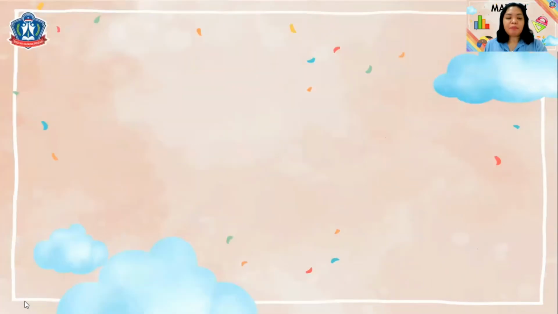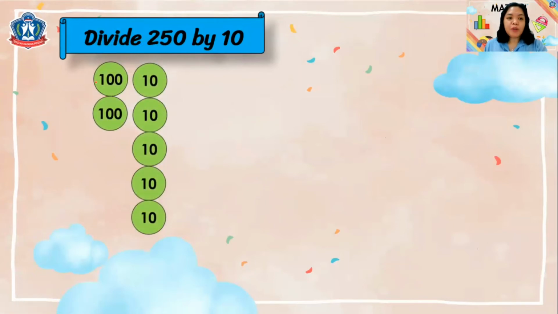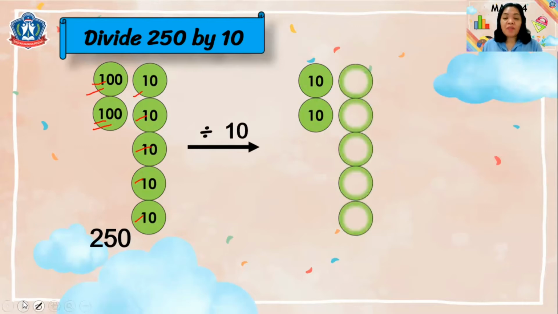Another example. Let's divide 250 by 10. So 200 and 5 tens. So that is 250 divided by 10. We will divide first the 200 by 10. 100 divided by 10 is 10, correct. So if we have 200, that is 20. Okay, now we have 50, we divide by 10. Remember, 10 divided by 10 is 1. So if we have 50, we have 5 tens divided by 10, that is 5. So our answer is 25.